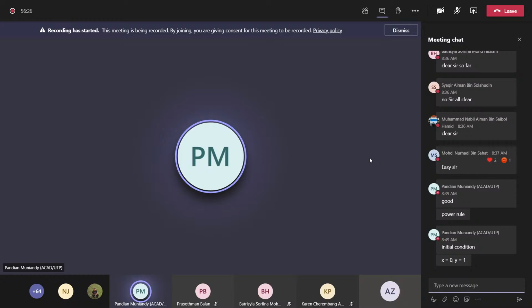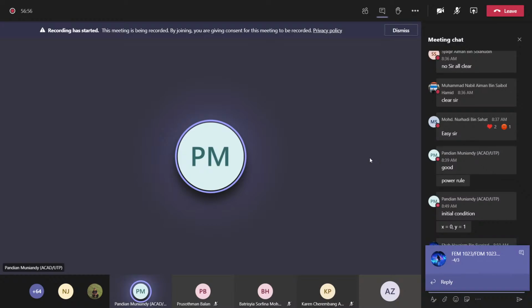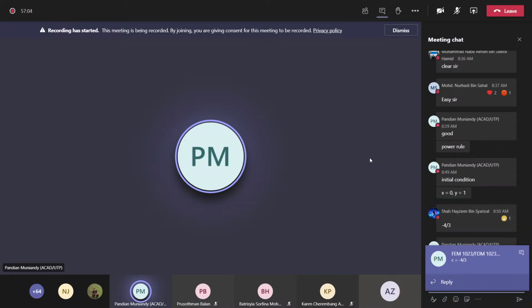What is your c, class? E power 0 is 1. So c equals minus 1 minus 1 over 3. So what is your c? C equals to what? I'm waiting for you. C equals minus 4 over 3. Very good. C equals minus 4 over 3. Yeah, you are right.